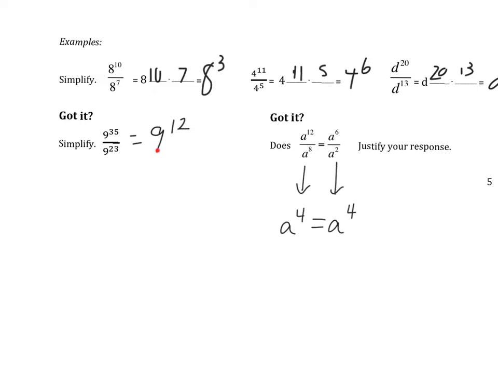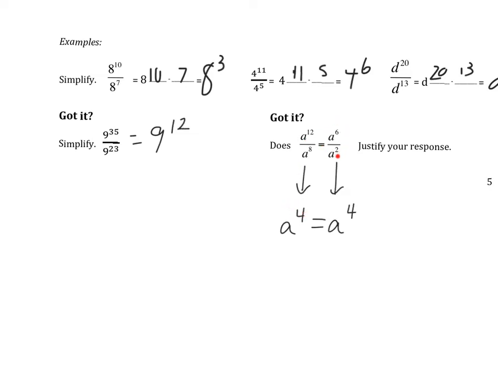Did you get 9 to the 12th for the first one? 35 minus 23 equals 12. That's how we get that. Keep the base, subtract the powers. What about this got it over here? A to the 12th over a to the 8th is a to the 12 minus 8, which is 4. Okay, so a to the 4th is what we get from this one.